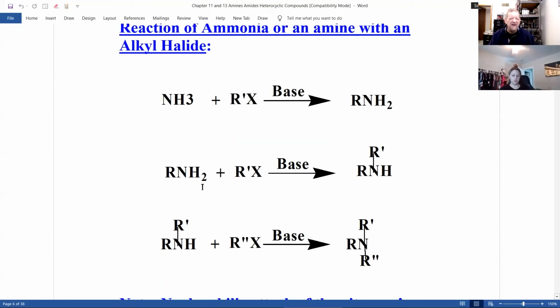Now, how do you make amines? And I apologize, it's an overcrowded slide, but let's go through one step at a time.